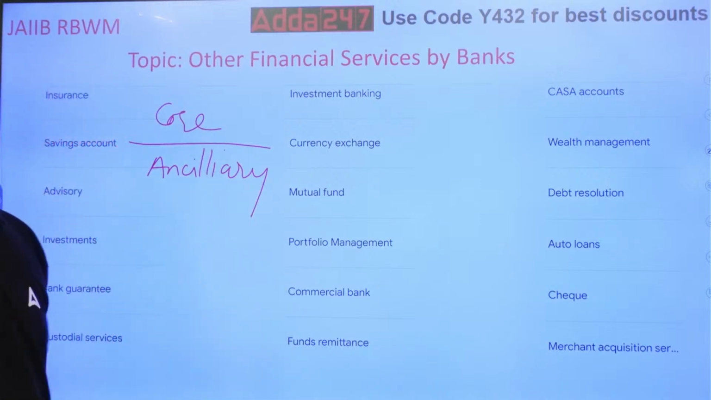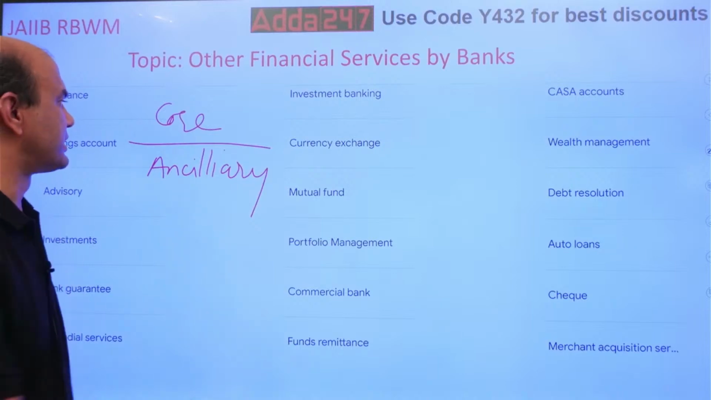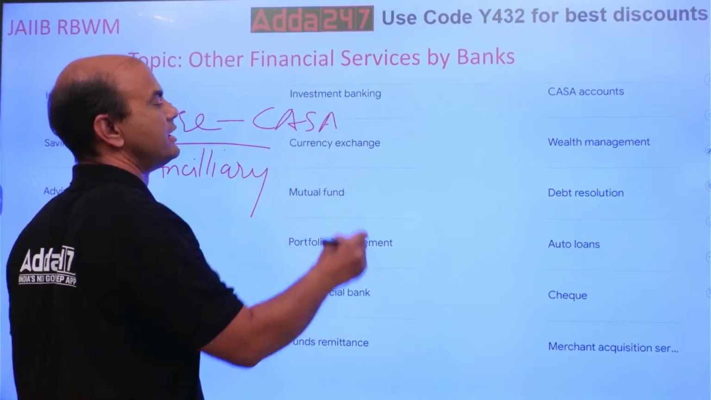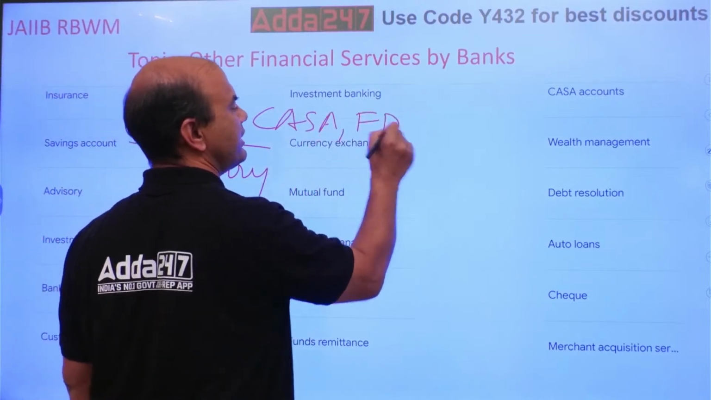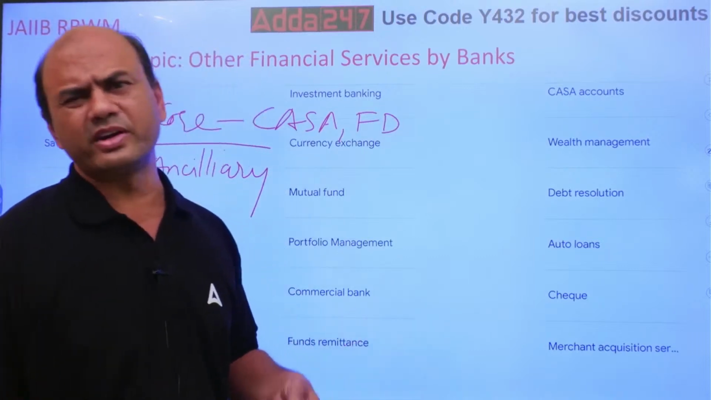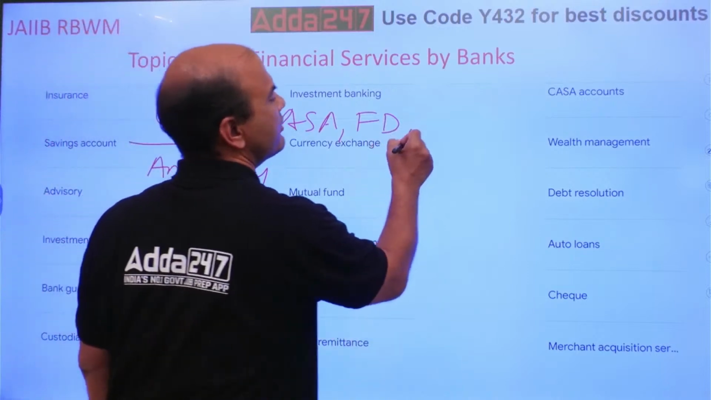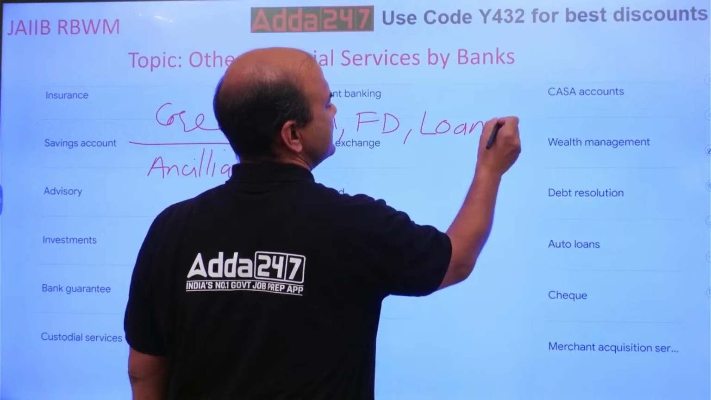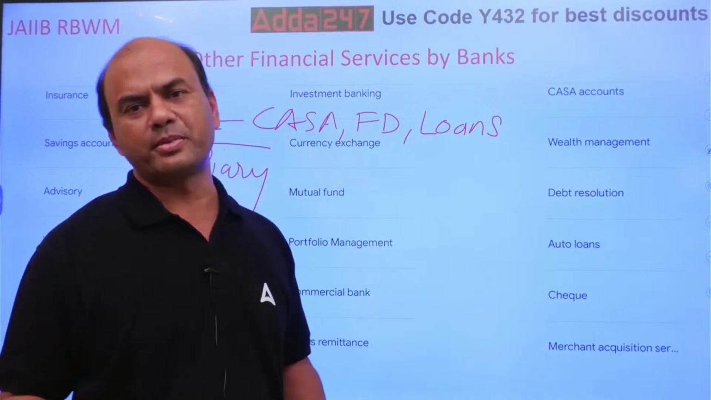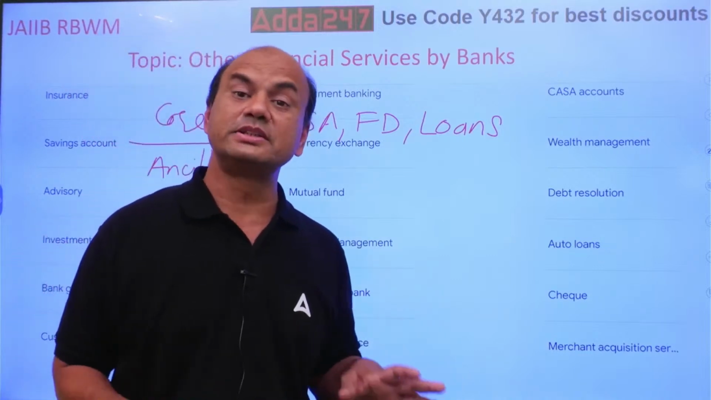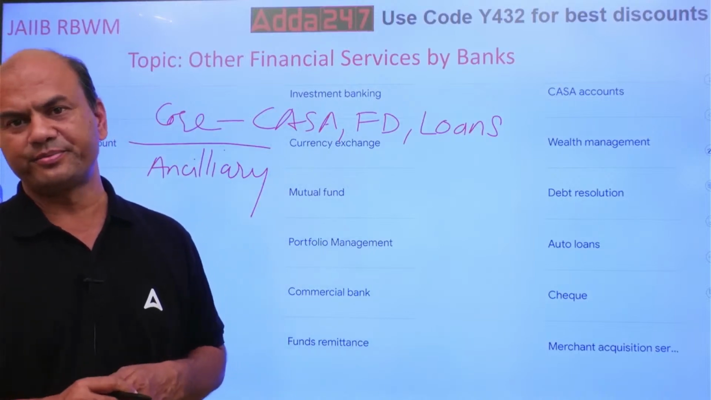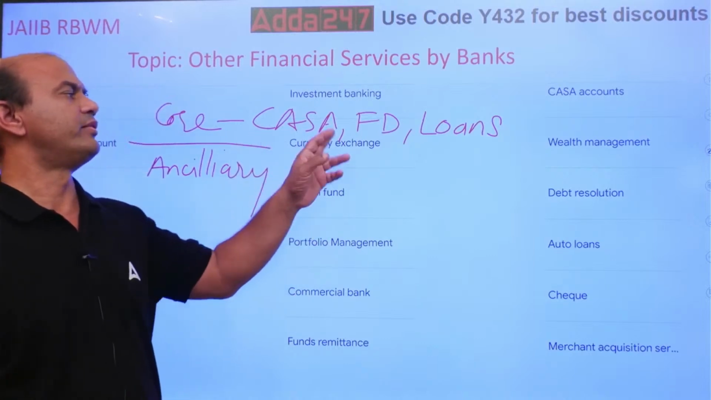What are the core banking services? Core banking services means basically your CASA, current account and saving account, in terms of liabilities, then FD. These are in terms of liability, and in terms of assets, you provide various loans. Loans can be of various types: home loan, personal loan, loan against shares, loan against property, loan against anything which is legal. I can give a loan in the banking system. So CASA, FD, loans: core banking.